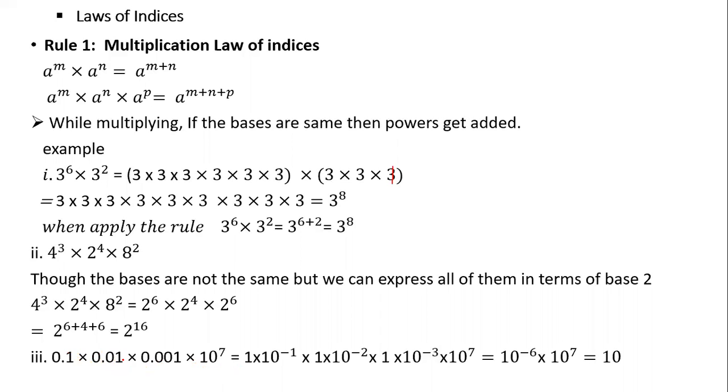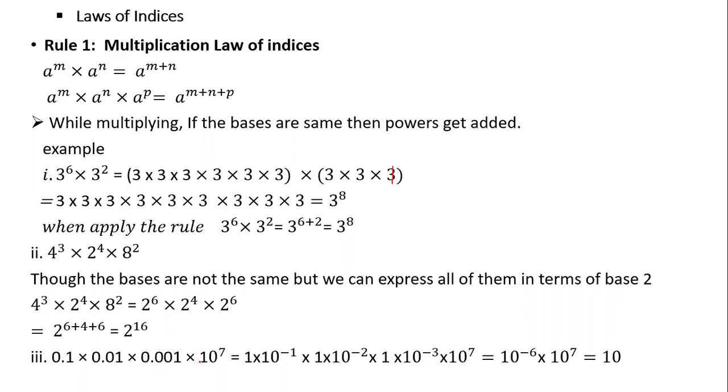If we are moving 2 times, they become 10 power 2. But if we are moving from left to right, the power becomes negative. When we move from right to left, it becomes positive. In the same way, we have 1, 2, 3. Therefore, it becomes 1 times 10 power negative 3.